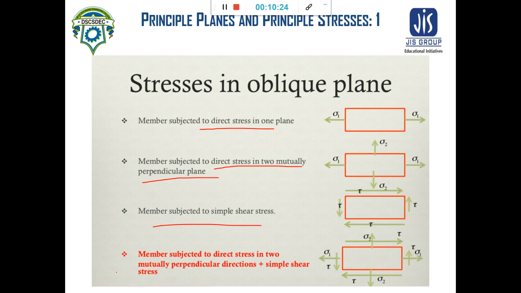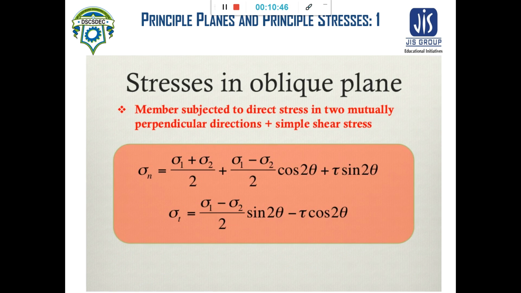But most importantly, what we need to learn is the fourth one, that is written in red letter here. That is the member which is subjected to direct stress in two mutually perpendicular directions and simple shear stress. So the sigma n value will be sigma 1 plus sigma 2 by 2 plus sigma 1 minus sigma 2 by 2 cos 2 theta plus tau sin 2 theta. And sigma t value will be sigma 1 minus sigma 2 by 2 sin 2 theta minus tau cos 2 theta, where sigma 1 and sigma 2 are the principal stresses in two mutually perpendicular directions, and tau is the simple shear stress.